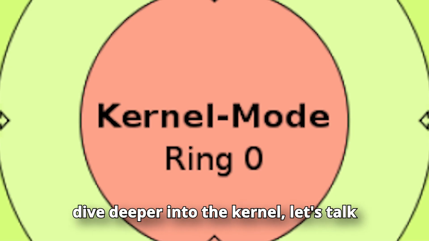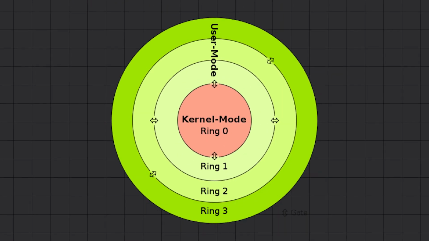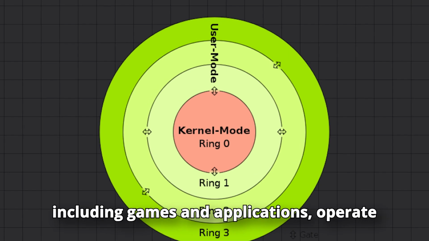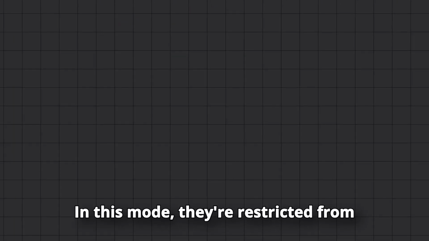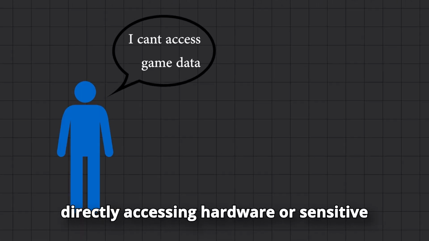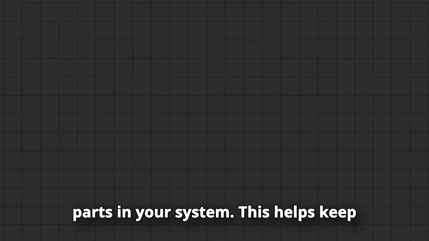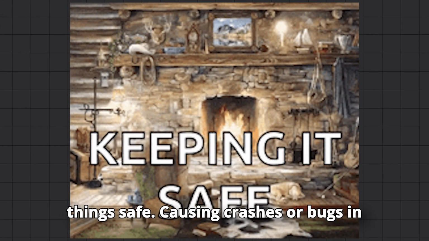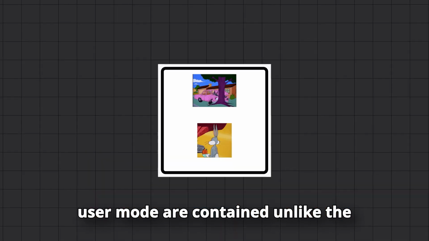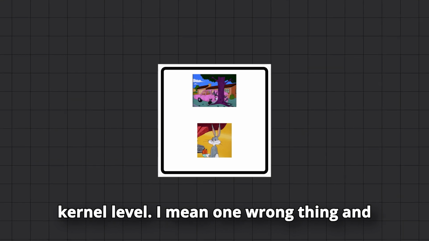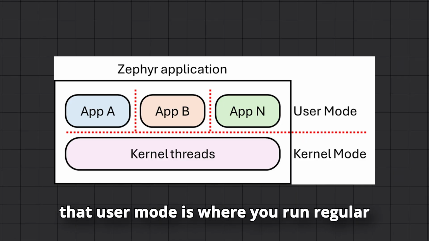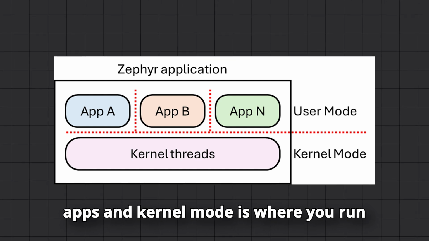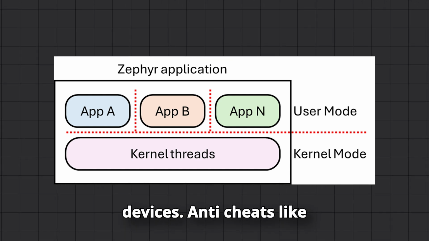But before we dive deeper into the kernel, let's talk about what exists before it. Most programs you interact with, including games and applications, operate in user mode, also known as rank 3. In this mode, they're restricted from directly accessing hardware or sensitive parts in your system. This helps keep things safe, because any crashes or bugs in user mode are contained. Unlike the kernel level, where one wrong thing and it could crash your whole operating system. The main difference is that user mode is where you run regular apps, and kernel mode is where you run your operating system and crucial devices.